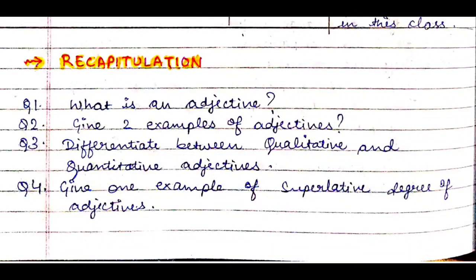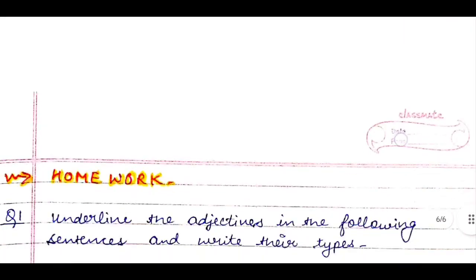Now comes the recapitulation part. Recapitulation questions are what the teacher asks the students to confirm whether they have understood the concept well or not. First question is, what is an adjective? Second, give two examples of adjectives. Third, differentiate between qualitative and quantitative adjectives. Fourth, give one example of superlative degree of adjectives. So these were the recapitulation questions.